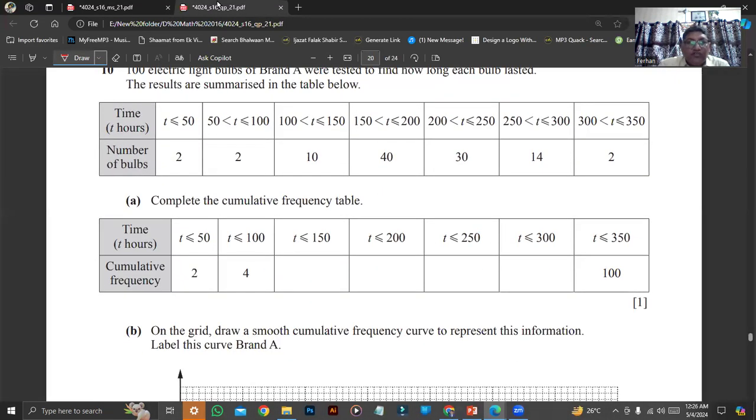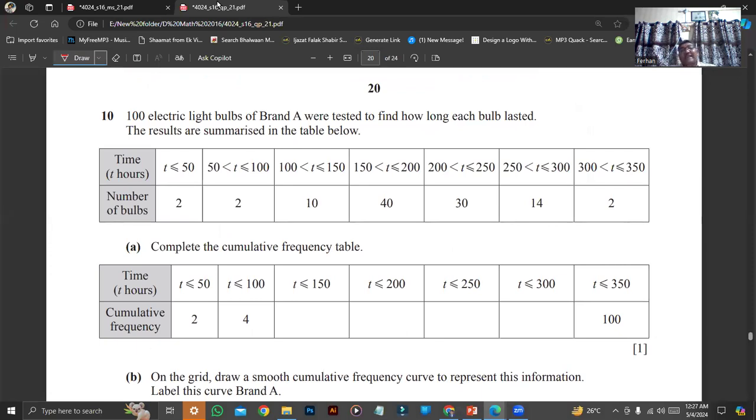And the next question coming up on your screen is question number 10. It says 100 electric light bulbs of brand A were tested to find how long each bulb lasted. The results are summarized in the table below. So the time in hours that the bulb lasts: for 0 to 50 hours, there are two bulbs. From 50 to 100 hours, two bulbs. 100 to 150 hours, 10 bulbs. 150 to 200 hours, you have 40 bulbs. 200 to 250 hours, there are 30 bulbs. 250 to 300 hours, 14 bulbs. And 300 to 350 hours, two bulbs. So it says complete the cumulative frequency table.